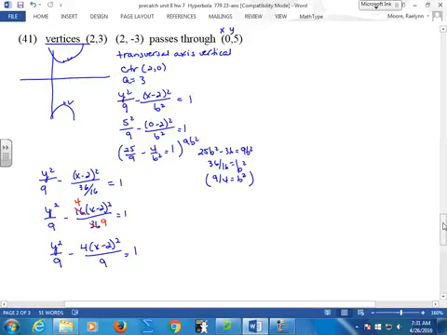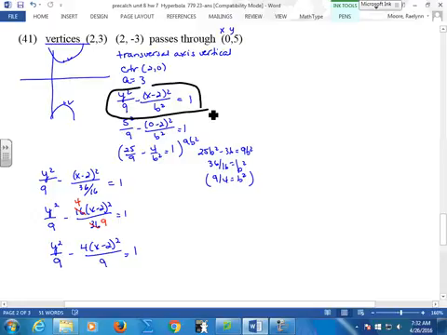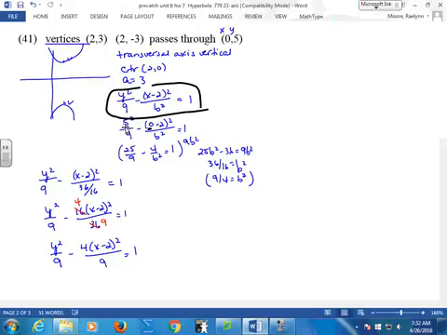Here's a passes through. Passes through takes a little bit more work. Right here. You can fill in up to here so far. And then you're going to fill in your x and your y. Your y is 5, your x is 0, and you're going to find the value of b squared. And all you really need is just your b squared. And then flip it over. Questions?